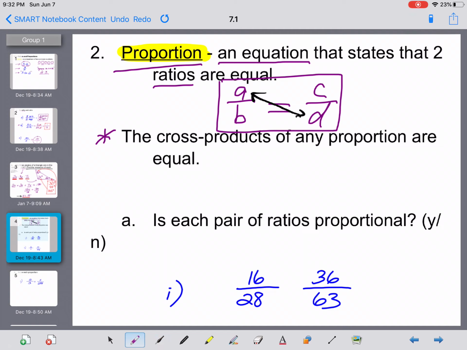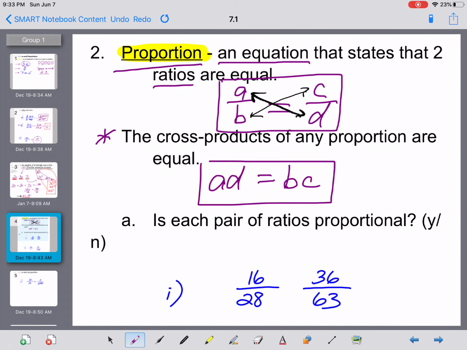So when we multiply A times D, we just generically get this product right here of AD. Then the second cross product comes from taking the denominator of the first ratio, which is B, multiplied by the numerator of the second ratio, which is C. So we would now multiply B times C together to just get BC. And this property tells us that the cross products in any proportion are equal to each other. So that is an important takeaway here, and that works in absolutely any proportion that we could write.